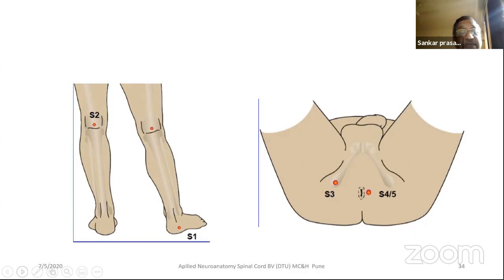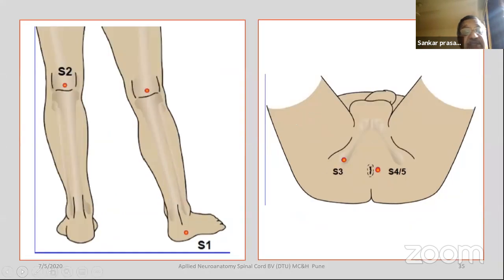If you are suspecting a cervical myelopathy, you should look for whether there is sacral sparing or not. If you are looking for cauda equina or conus medullaris syndromes, then you will have to look for the sacral sensations. Very important, and this we have already seen.